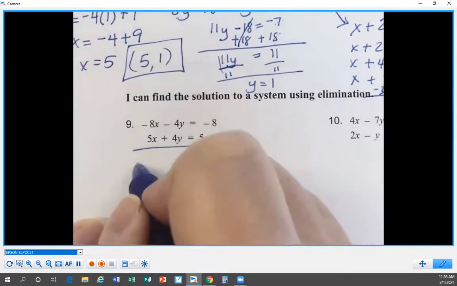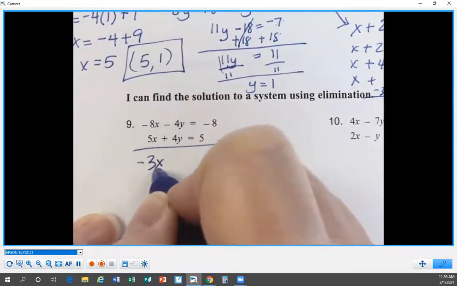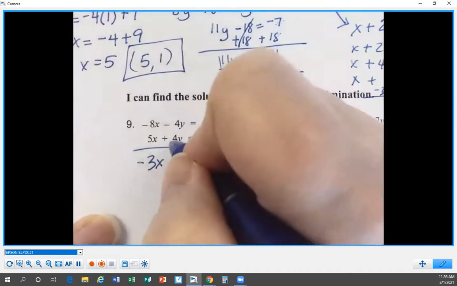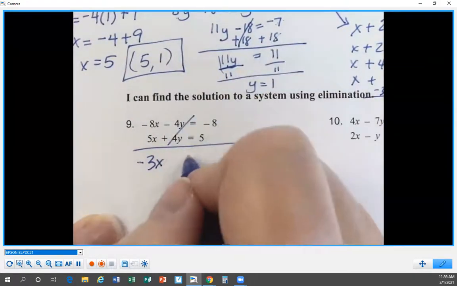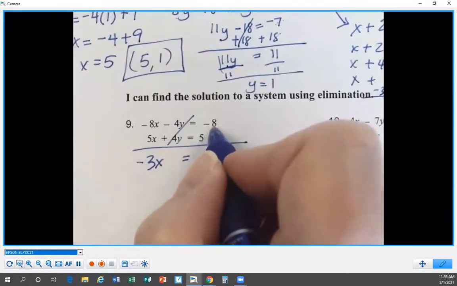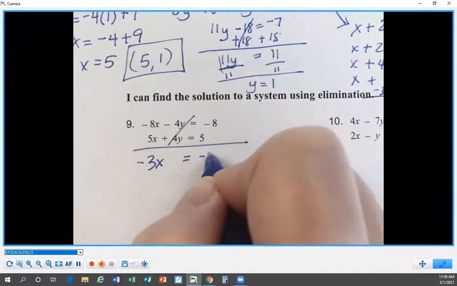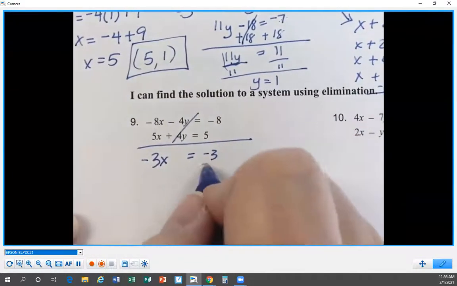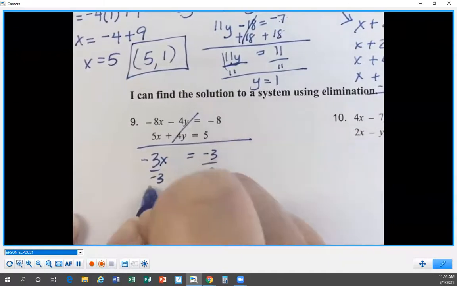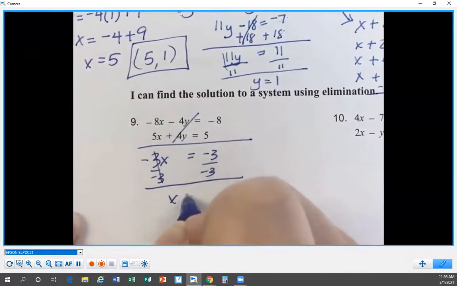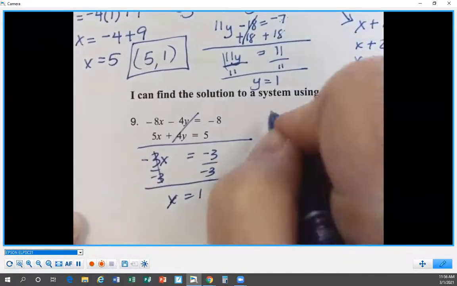Negative 8x plus 5x is negative 3x. The y's cancel, bring down the equal sign. Negative 8 plus 5 is negative 3. Divide each side by negative 3, and we get x equals 1.